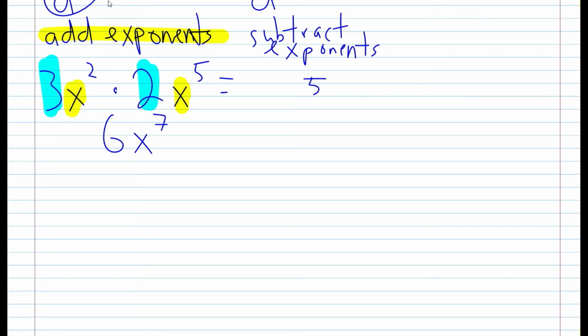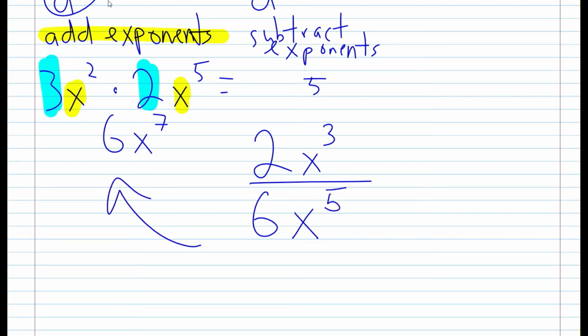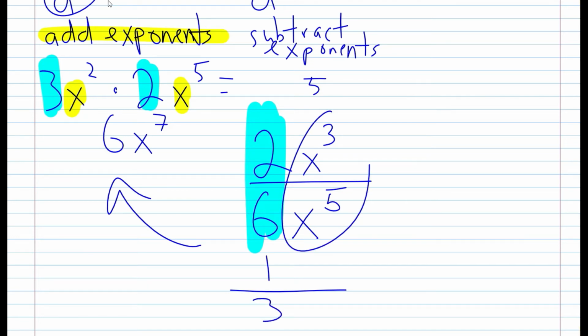So let's say you get a fraction and we have 2 x to the third on top, and 6x to the fifth on the bottom. Just like in the problem that we did over here with the product rule, you still treat these numbers as you would a regular fraction. So if I just look at this, it is 2 over 6. Does that simplify? It does. I can simplify 2 over 6 to 1 over 3. And now I can deal with my exponent portion.